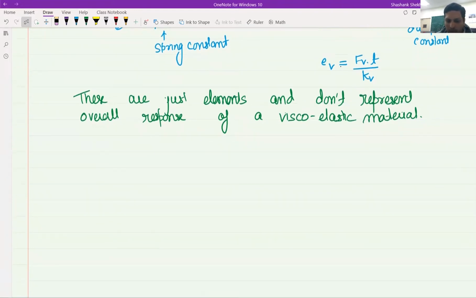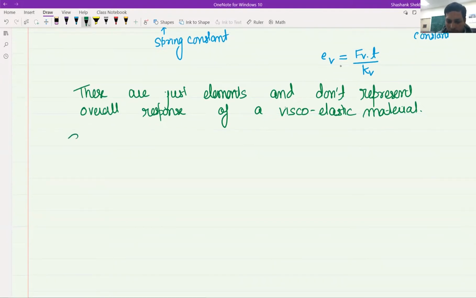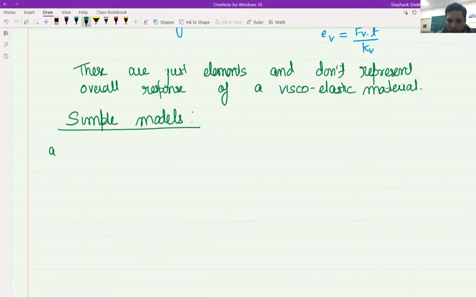So we'll be looking only at simple models, and based on these simple models, we know the overall methodology, we can build up more complex ones depending upon the requirement. And in this particular course, we will only look through some of the simple models. So first we'll look at a series combination. This is our first simple model, series combination, which is also called a Maxwell model.